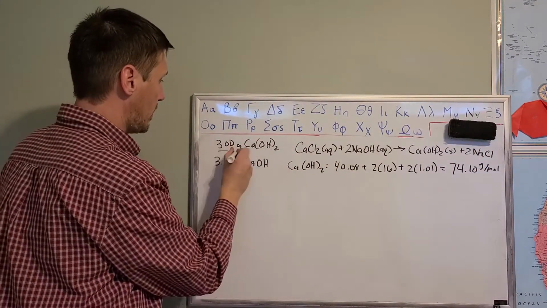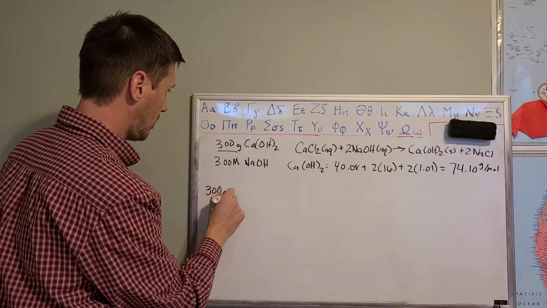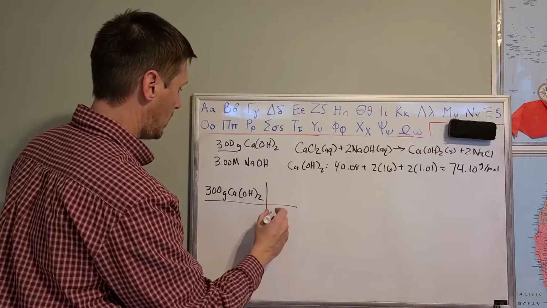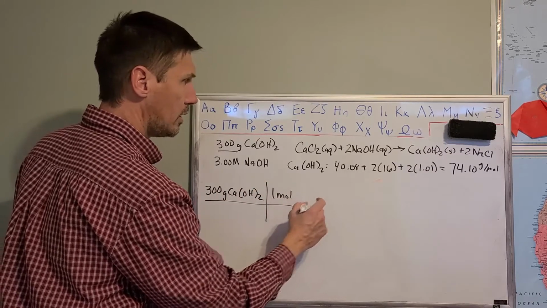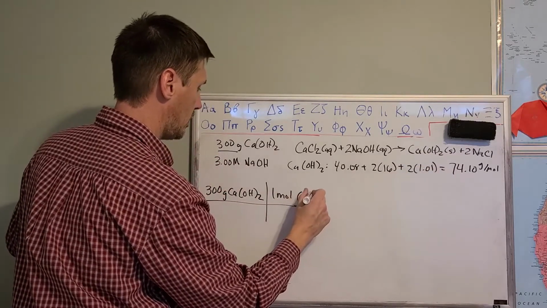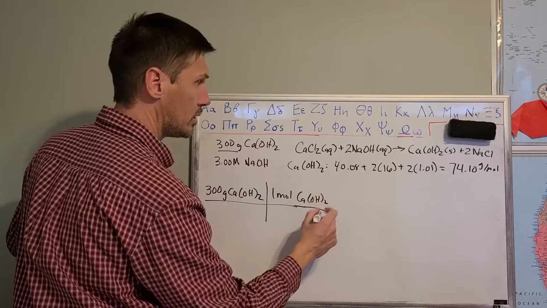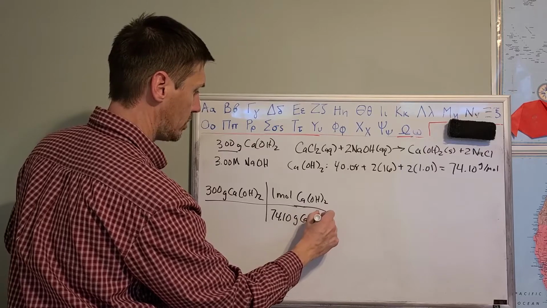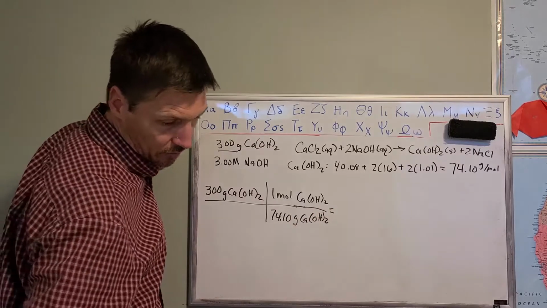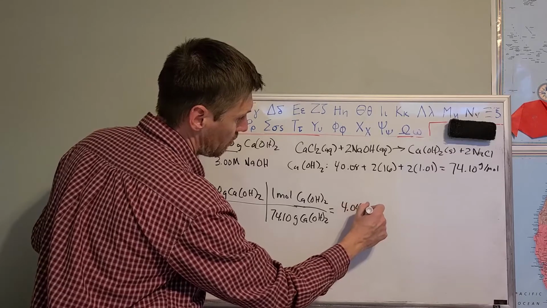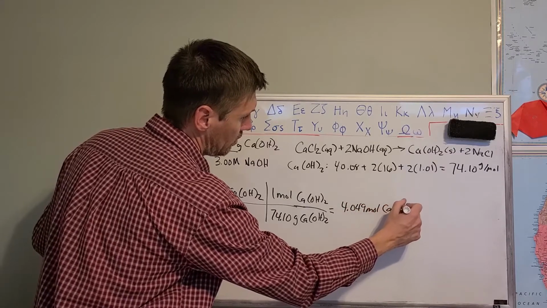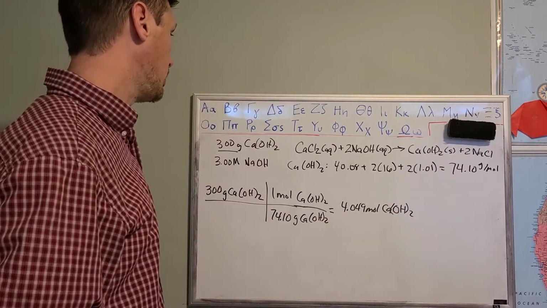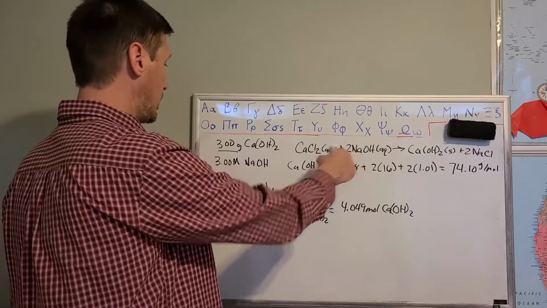So now we can use that to convert this to moles. So 300 grams of Ca(OH)2. We know that 1 mole of Ca(OH)2 is equal to 74.10 grams of Ca(OH)2. And so that leaves us with 4.049 moles of Ca(OH)2.